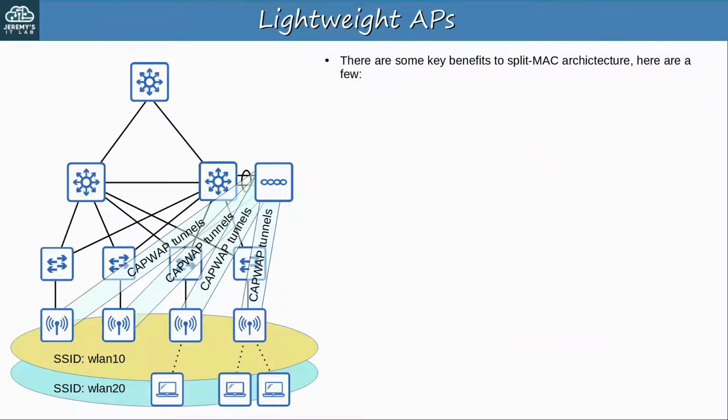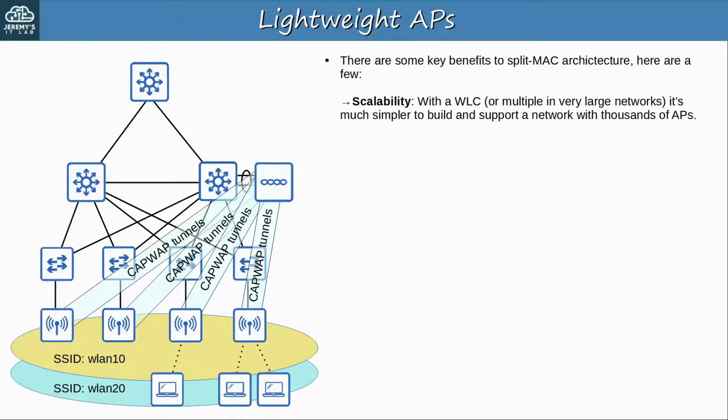There are some key benefits to using a split MAC architecture. This isn't a complete list, and you don't have to memorize it, but you should be aware of what benefits are provided. First, scalability. With a WLC, or even multiple WLCs in large networks, it's much simpler to build and support a network with thousands of APs. That would simply not be feasible with autonomous APs.